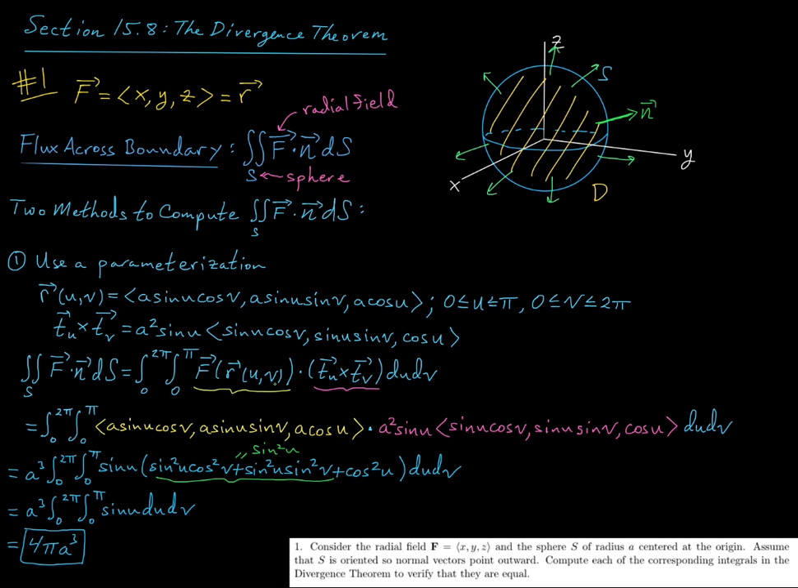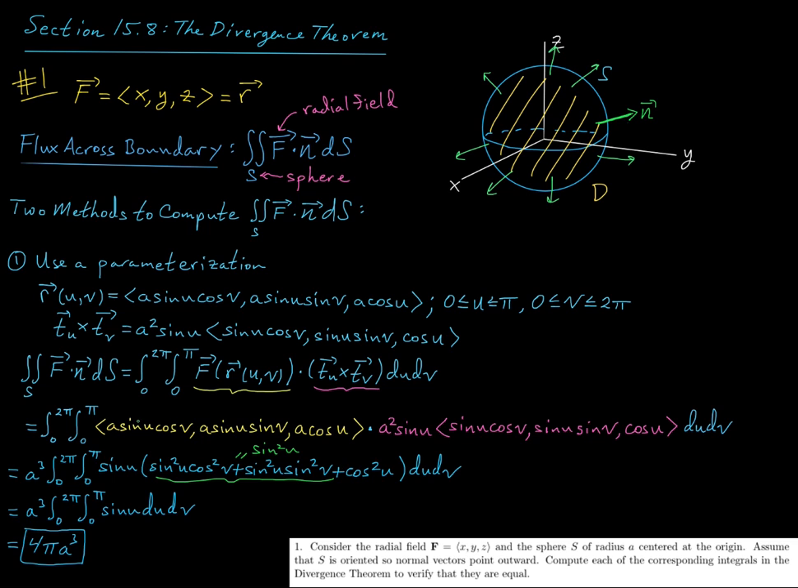And for F of r of u v, since F is just r itself, the position vector, this part is simply equal to this position vector you see here from the parameterization, a sine u cos v, a sine u sine v, and a cos u. And then here is our normal vector. This is pretty messy right here, but fortunately it does clean up quite a bit. So I have an a squared here and an a from this vector. So I'm going to factor out the a cubed.